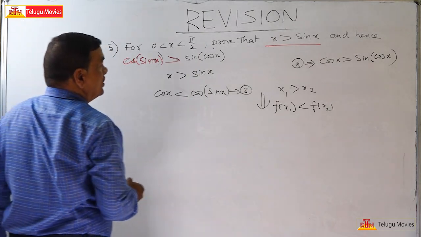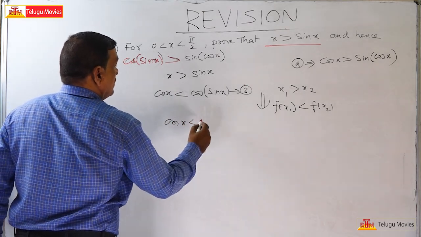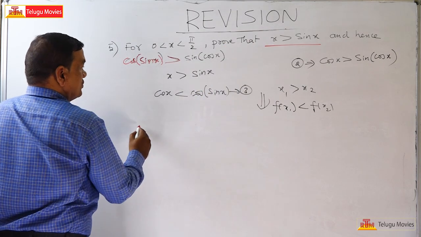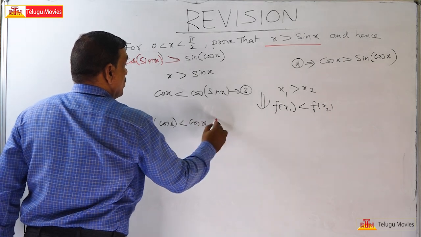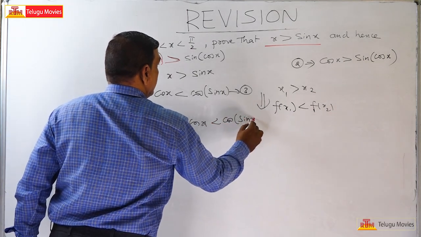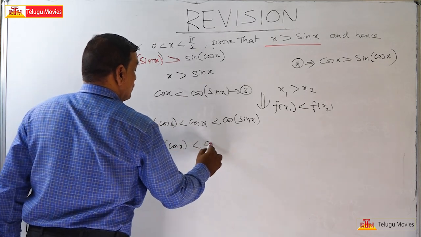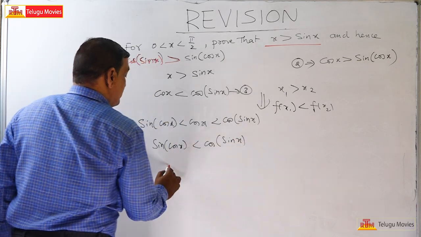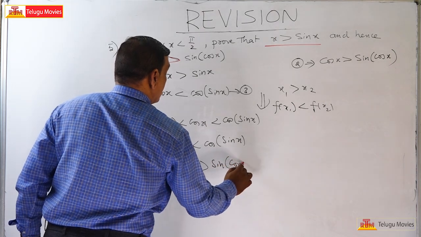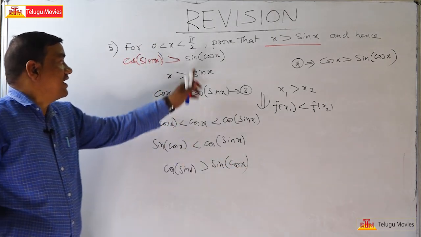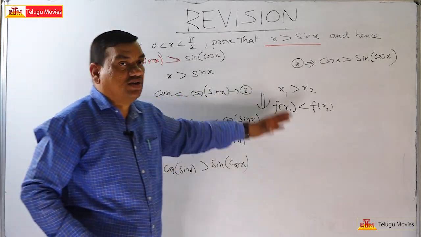Already we have 2. So here sin of cos x is less than cos x, and cos x is less than cos of sin x. So sin of cos x is less than cos of sin x. Otherwise, reversing it, cos of sin x is greater than sin of cos x. This is the logic we applied, the decreasing function definition.